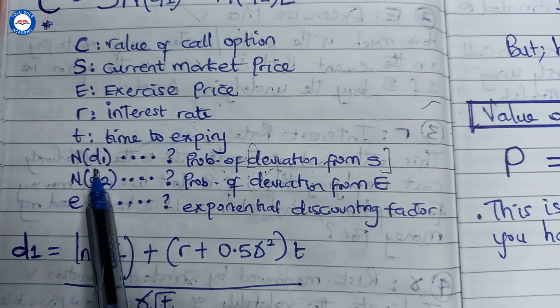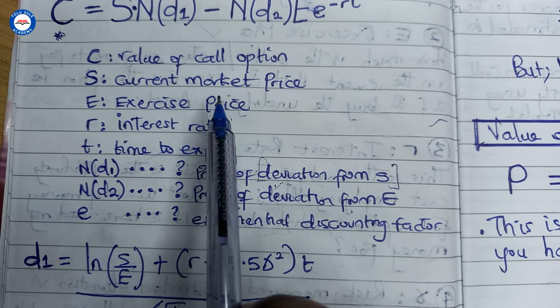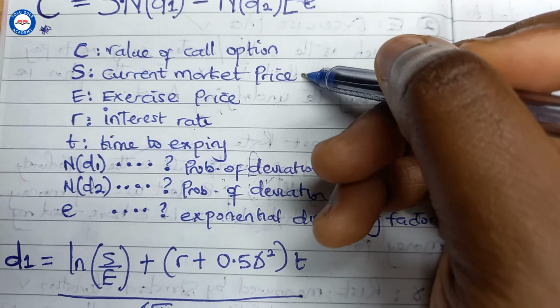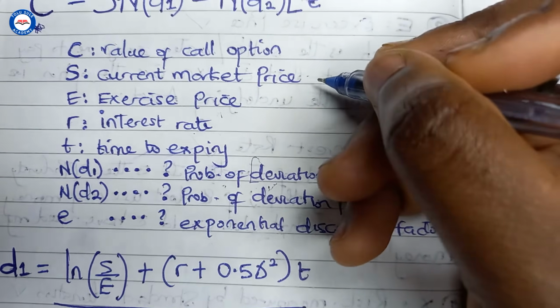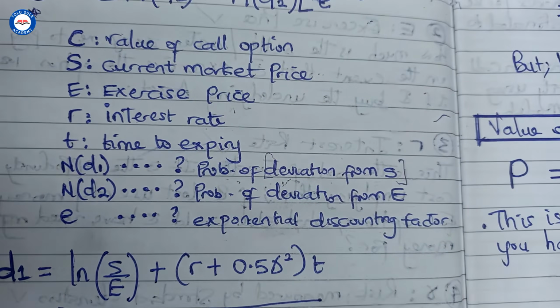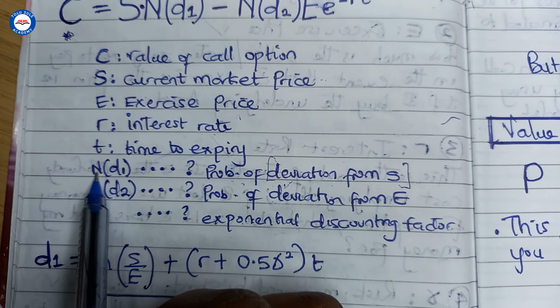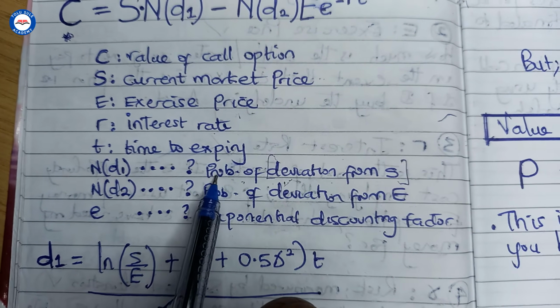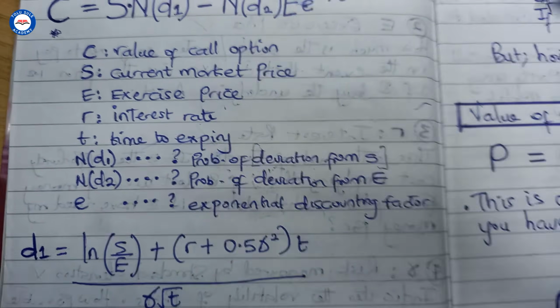Now, D1 is the deviation from S. That is, the probability of deviation from S means that the price will deviate from what it usually is. They show it on the number line. Then ND1, when you now put N, I'll show you how to do this in the table. It is the probability that that deviation will actually occur.